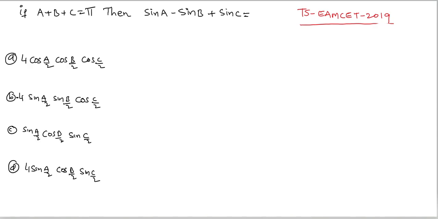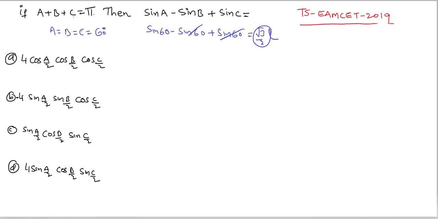If a plus b plus c is equal to pi, then sin a minus sin b plus sin c is, this is TSM set 2019 question. Here it is given a plus b plus c is equal to pi. So substitute a is equal to b is equal to c is equal to 60 degrees in the given problem, that is sin 60 minus sin 60 plus sin 60. Here sin 60 cancelled, that is equal to sin 60, which is root 3 by 2. This is the value of the given problem.